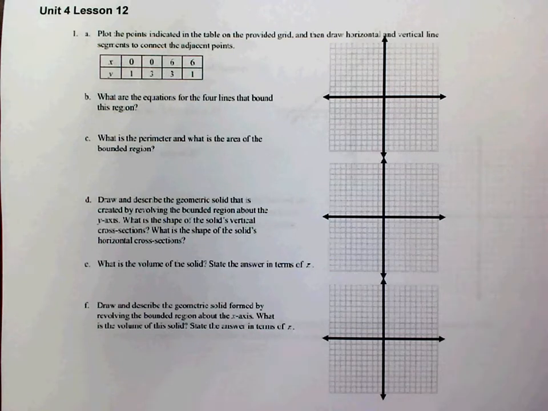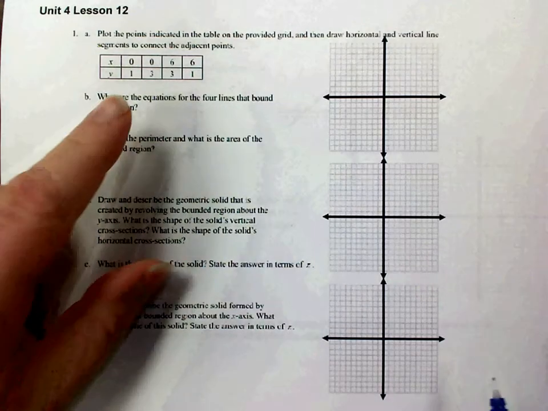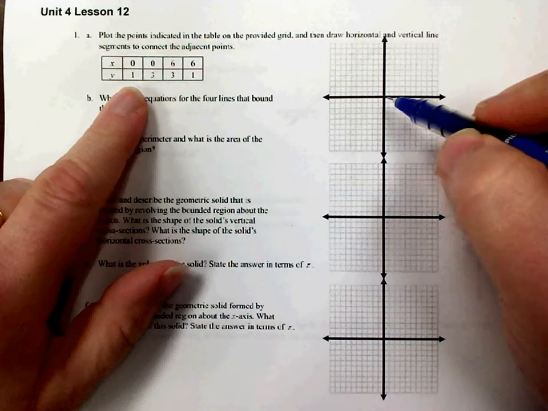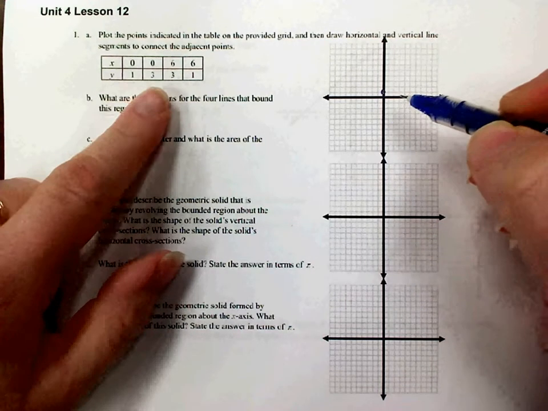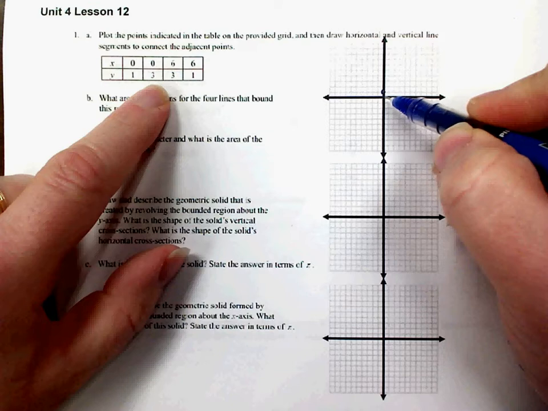On example 1, part A says to plot the points indicated in the table on the provided grid and then draw horizontal and vertical line segments to connect the adjacent points. So we have the point (0, 1), so that means do not go to the left or right, but go up 1. (0, 3), do not go left or right, go up 3.